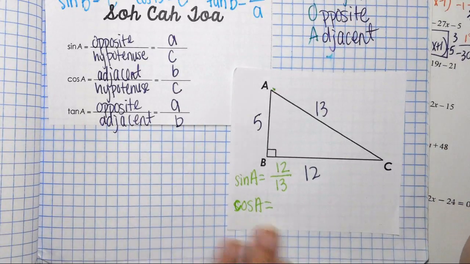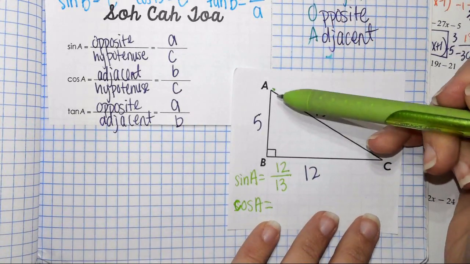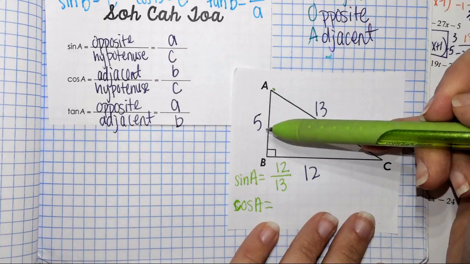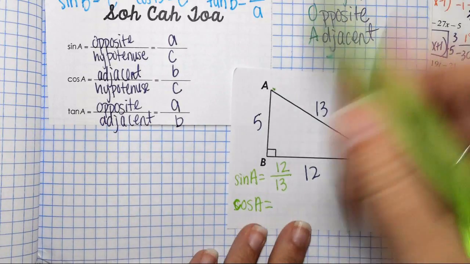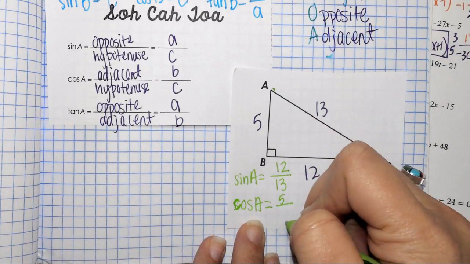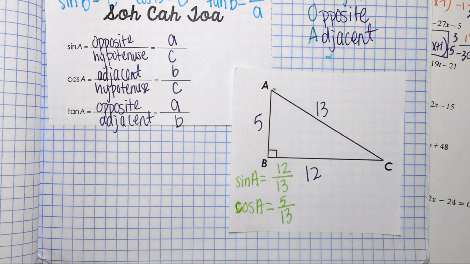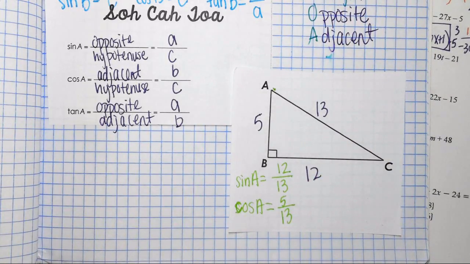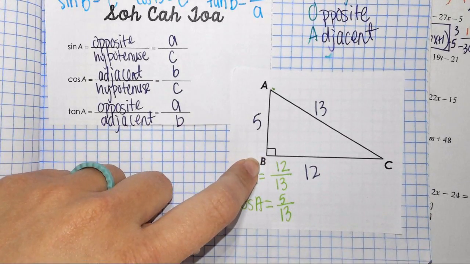B. What is the length of the leg adjacent to A? 5. And what is the hypotenuse? Also, a leg has 2 points. So telling me B tells me this angle. That doesn't tell me anything.